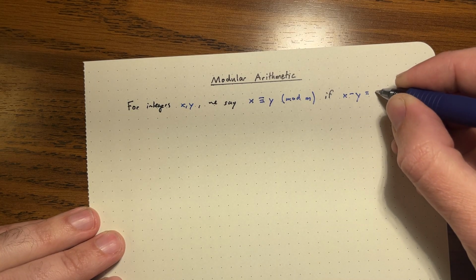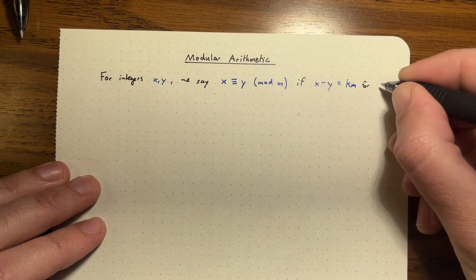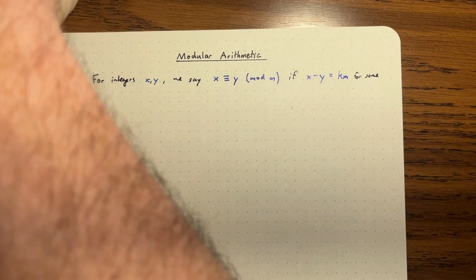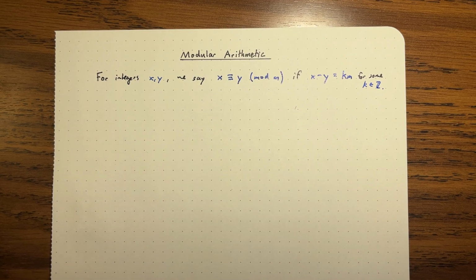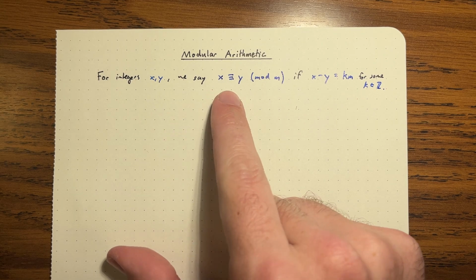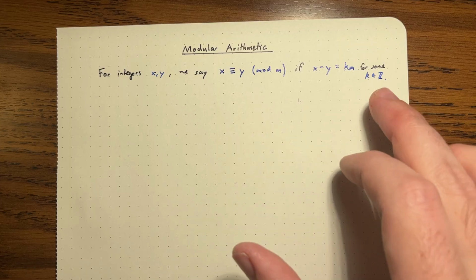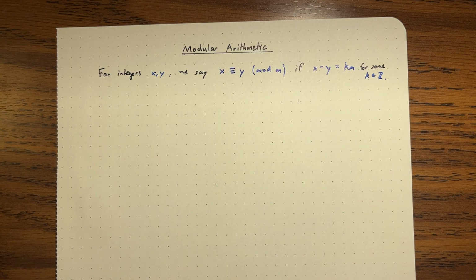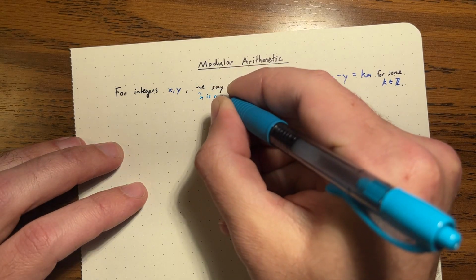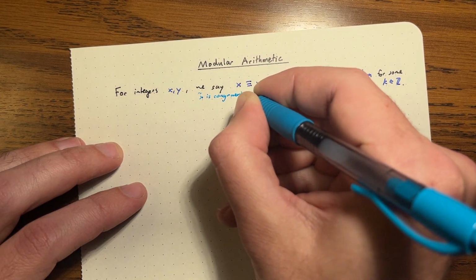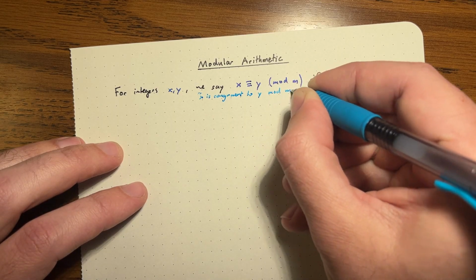So x minus y equals, let's say, km for some integer k. Okay. So two integers are equivalent if they differ by a multiple of m, if they're a multiple of m apart from each other. And the way you read this is you say x is congruent to y modulo m, or mod m.